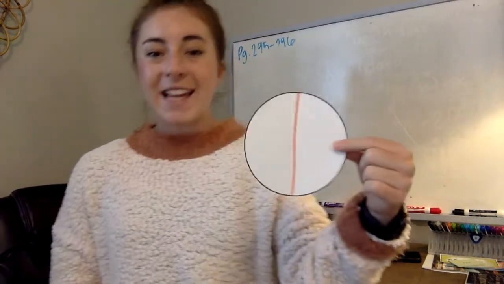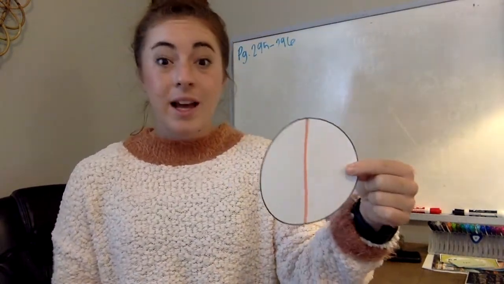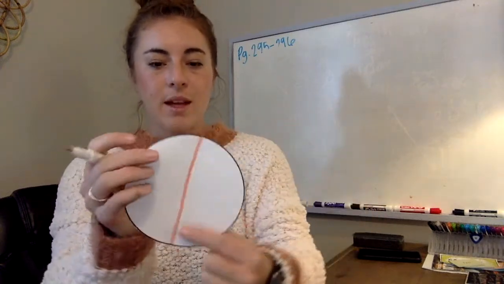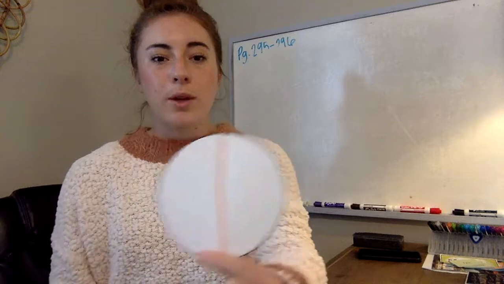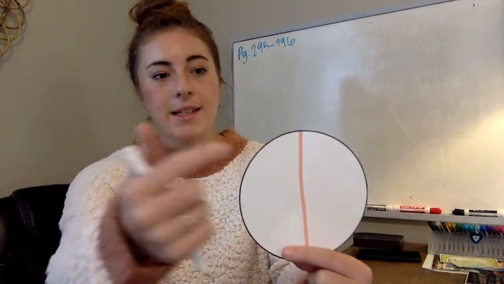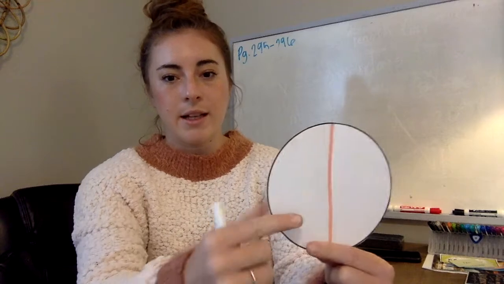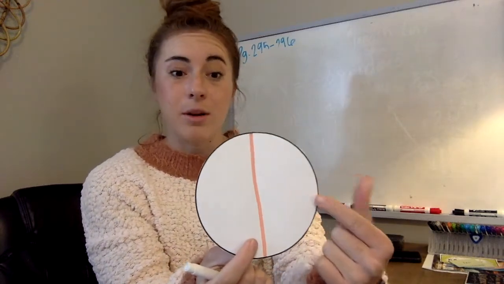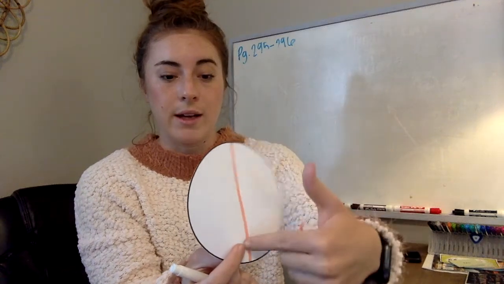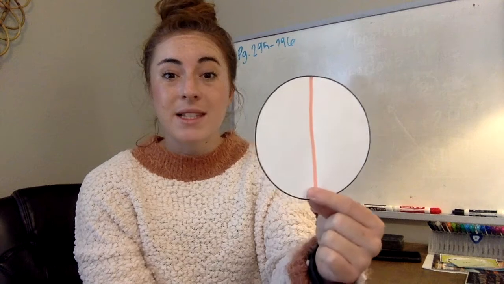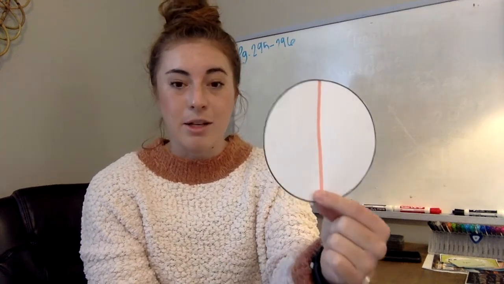Do I have any equal parts? I do. How many equal parts do I have? I have 2. What do those equal parts look like? I see a straight line on one side and a curved line on the other. This part also has a straight line and a curved line on the other. They are both the same size and the same shape.